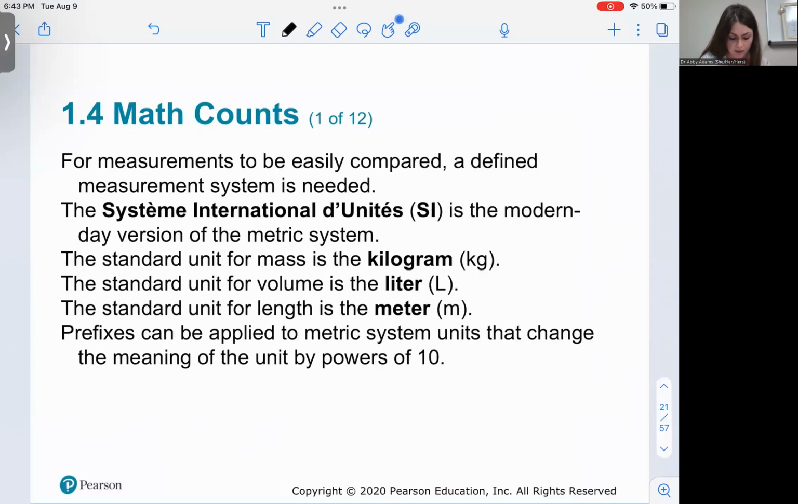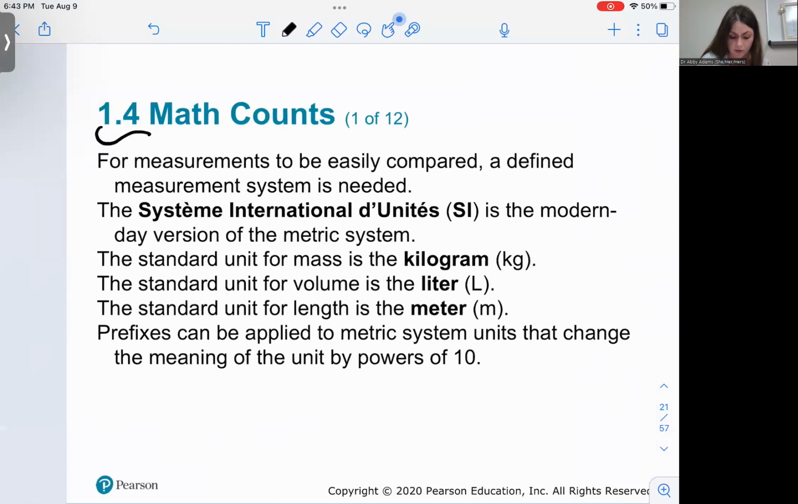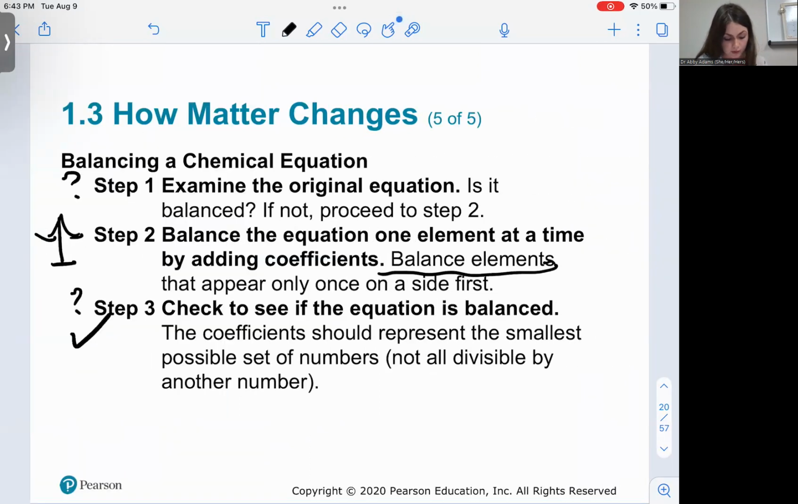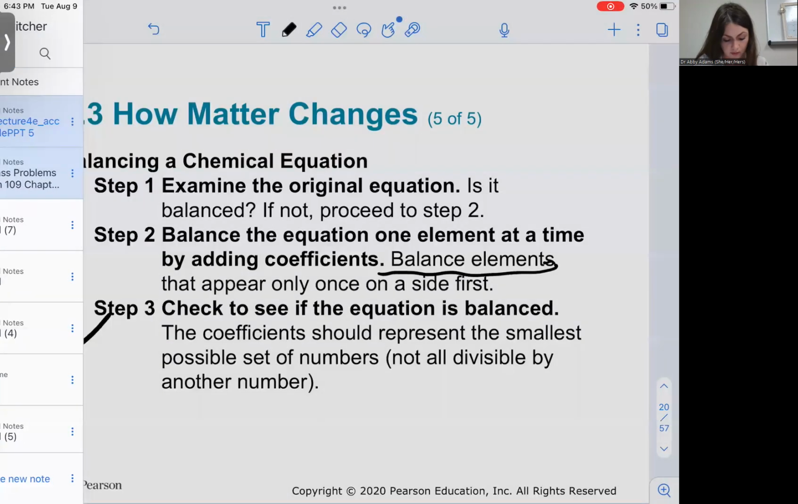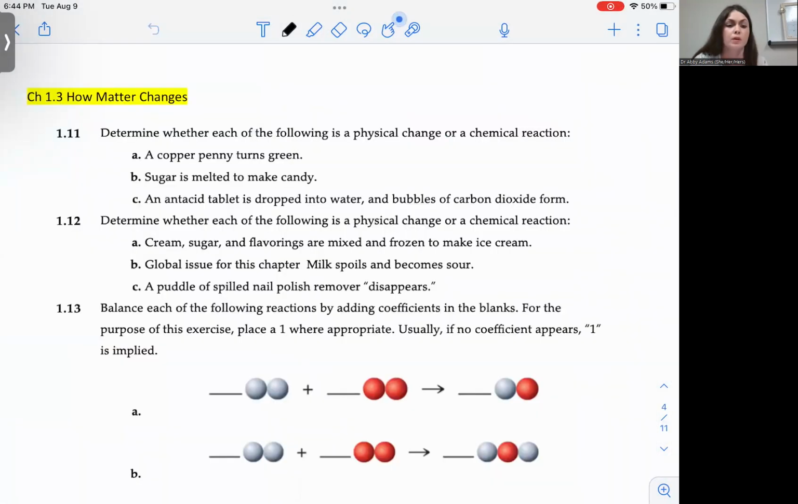And our next section is going to be math counts. So this is just the beginning for the math that we're going to be working on in the next couple of sections. Here are our problems. We're working on the odd ones, and we've got 1.11, and you're going to do the evens.